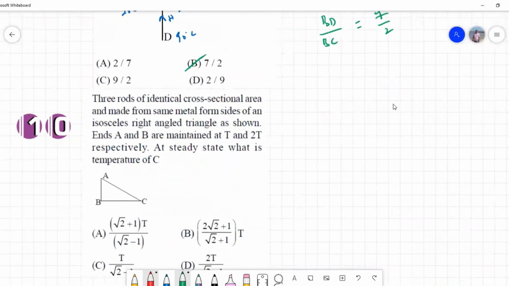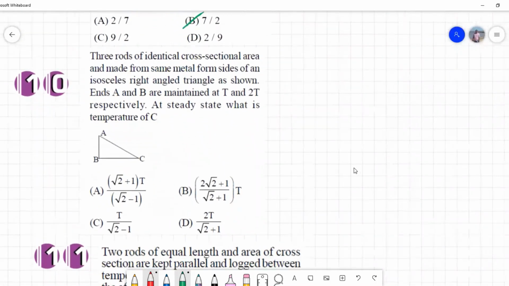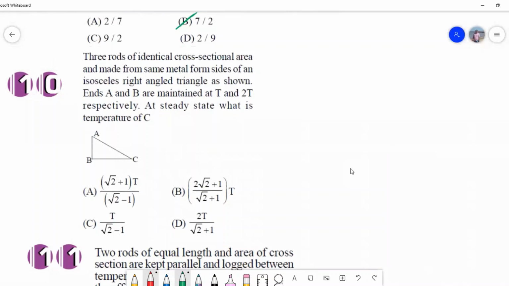Let's move on to problem number 10. Here, three rods of identical cross section and same material are given, forming a right angle triangle. If I take this as L, this as L, this will be root 2 L because it is a right angle triangle. The temperatures of A and B are, let's say, this is T, this is 2T, and let's take this as T. So it's very clear that the heat is flowing in this direction.